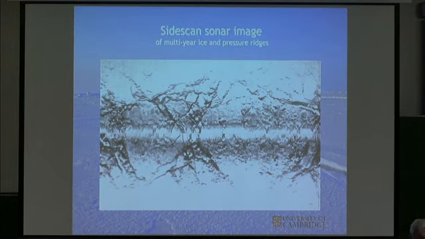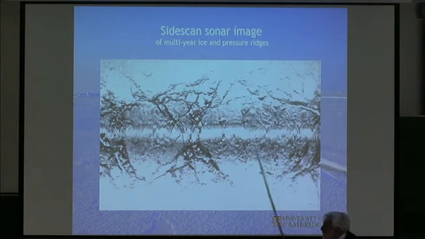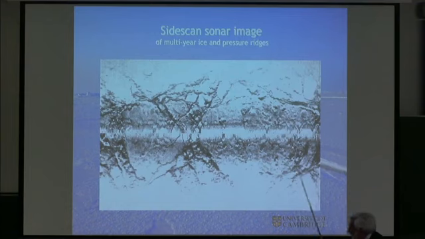And then the next stage in use of sonars was side scan sonar, where we actually get a shadow picture in 2 dimensions. We don't see the central upward beam that gives us the profile of thickness, and this tells us what kind of ice we're under.